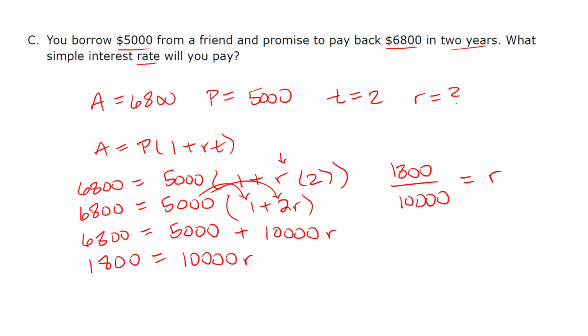All right. And then I want to simplify R into a percent. So I want the decimal value of this. So that would be 0.18 equals R. So then R equals 18%. So the simple interest rate that you would pay in order to pay back 6,800 would be 18%.